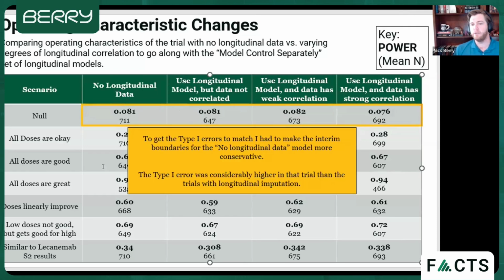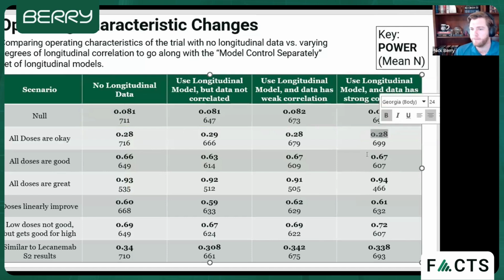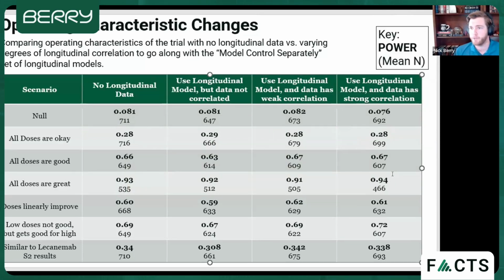And throughout this whole table, the powers are pretty similar across the board by design, in each of these. So we can even go to the all doses are great scenario. We really have around 93% power for all of these. What really changes is the sample size. So we know that you get a trade-off. You can either have lower sample size or you can have higher power, and you can get any combination of those two. They're really the same statistical improvements. You just take them in different ways, whichever way you want.